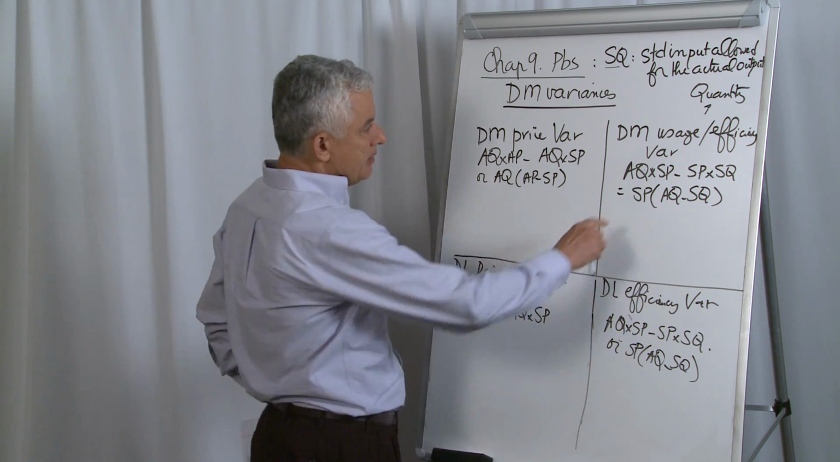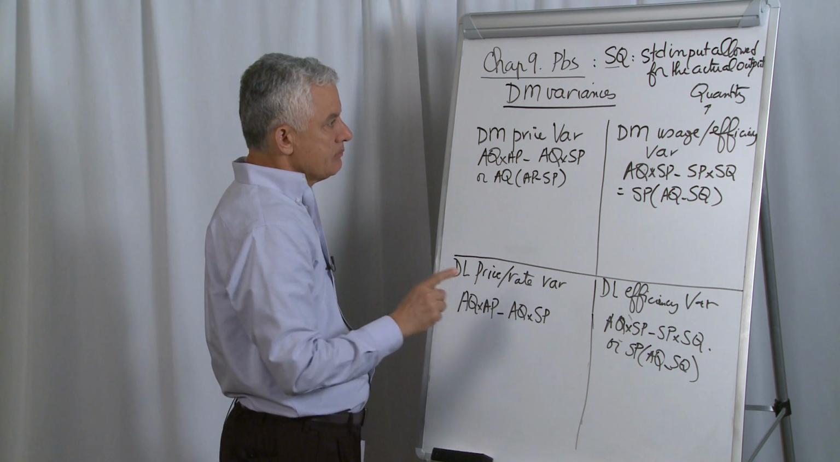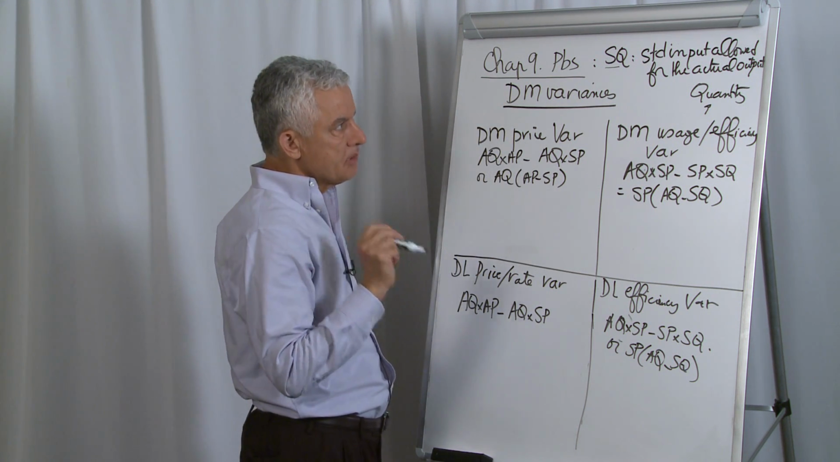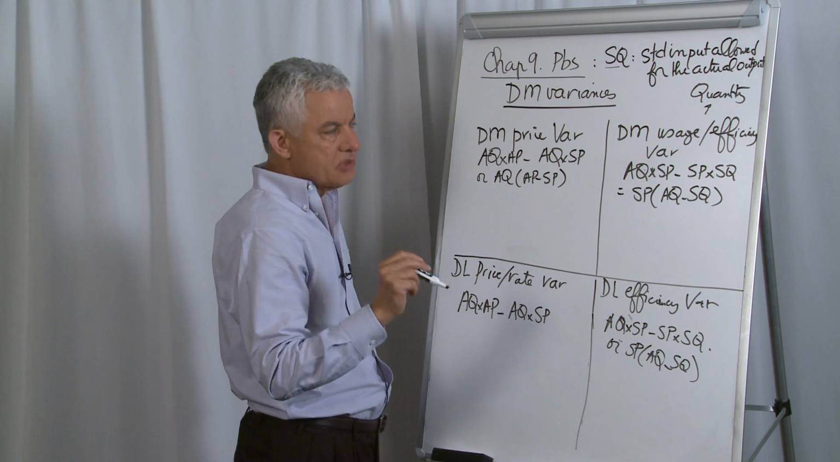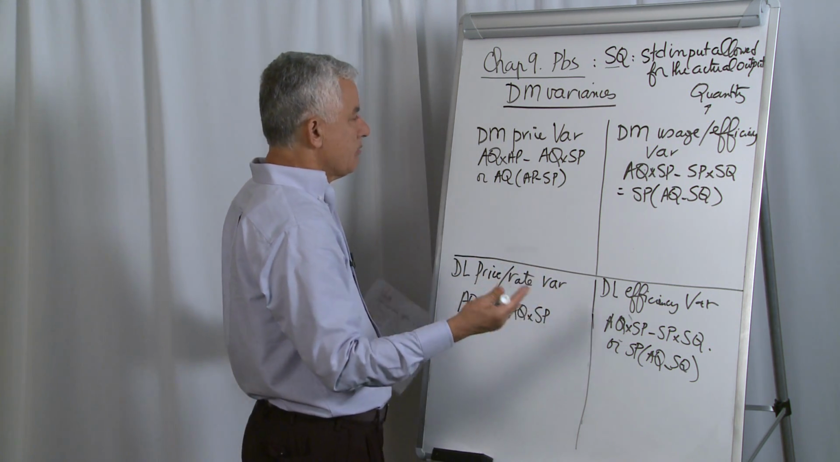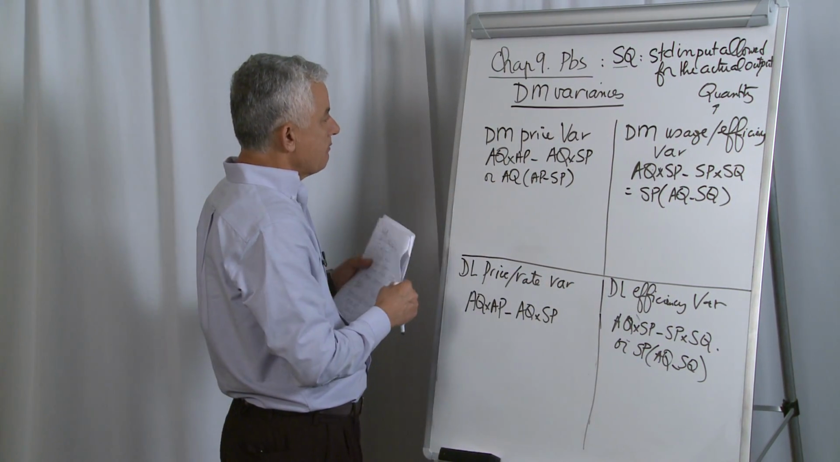And then for the standard quantity, I just want to define what standard quantity is, because we need that. The standard quantity is the standard input allowed for the actual output. The input we're talking about is either direct labor or direct material. With that, let's tackle this problem.